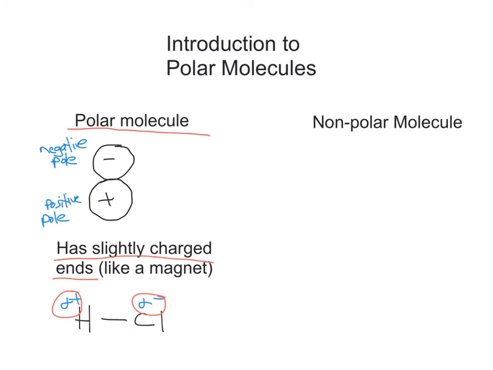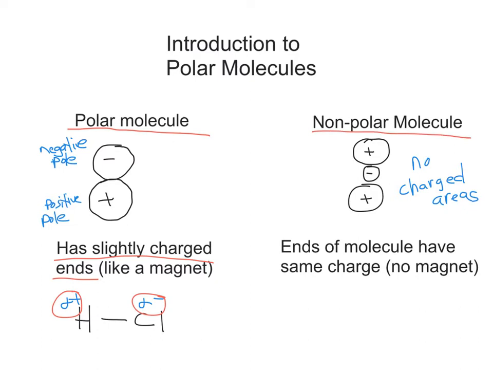A nonpolar molecule, however, could have polar bonds, but the molecule is arranged in a way that there's no positive or negative pole. So a nonpolar molecule looks something like this. Maybe it has a positive here, a negative in the center, and another positive here. The nonpolar molecule has no charges on the ends of the molecule, or no charged areas. Okay, so the difference is the nonpolar molecule has the ends of the molecule have the same charge. So there's no magnet here on the nonpolar molecule.